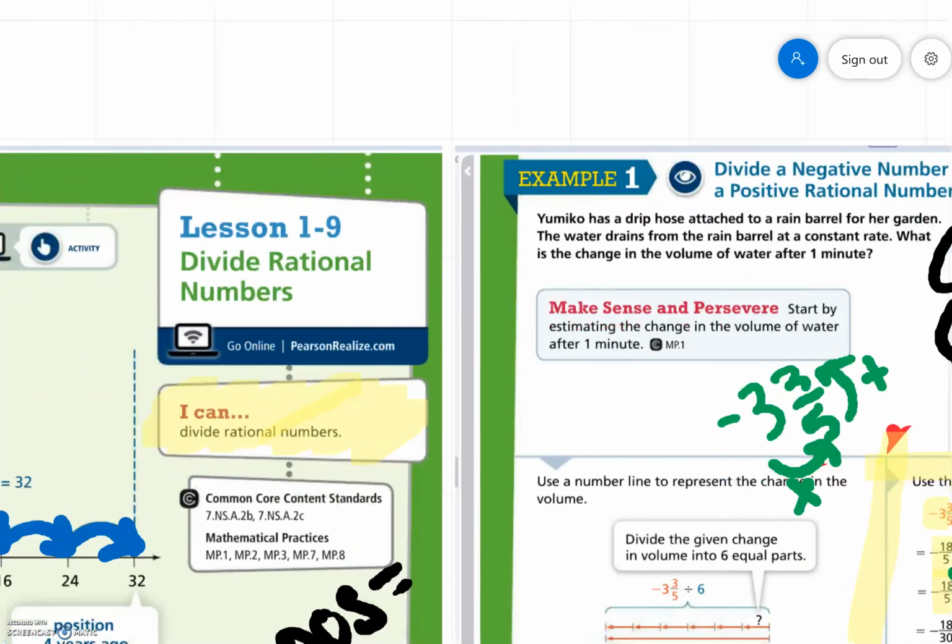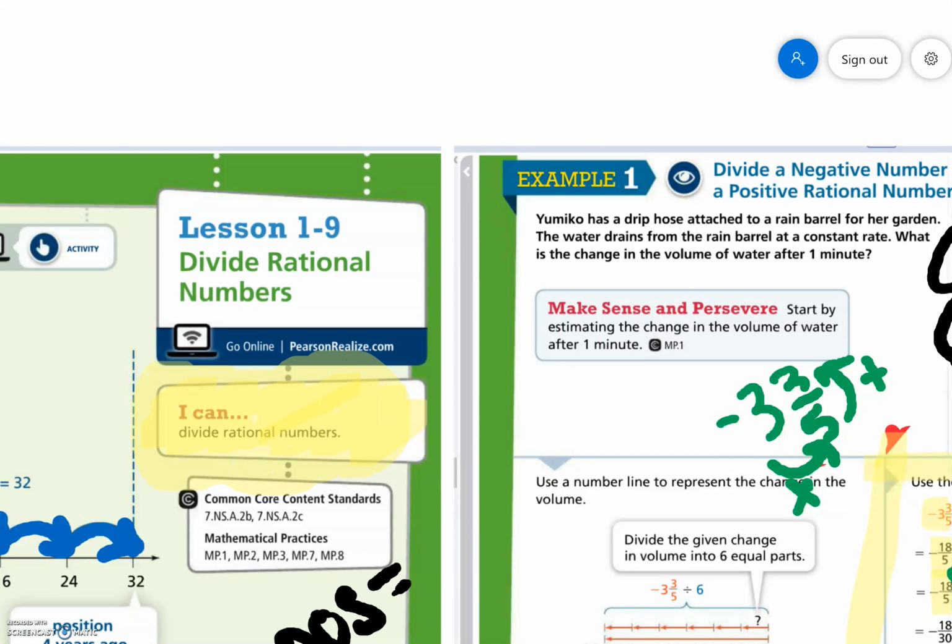Can we now say, I can divide rational numbers?